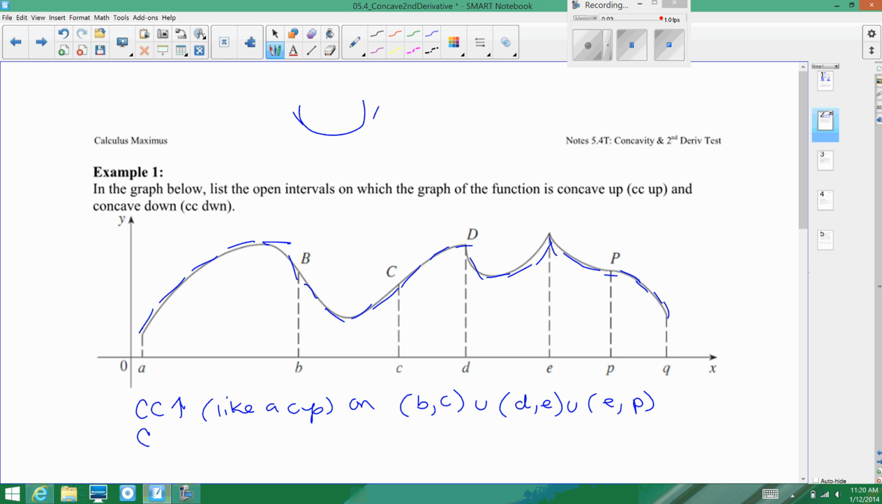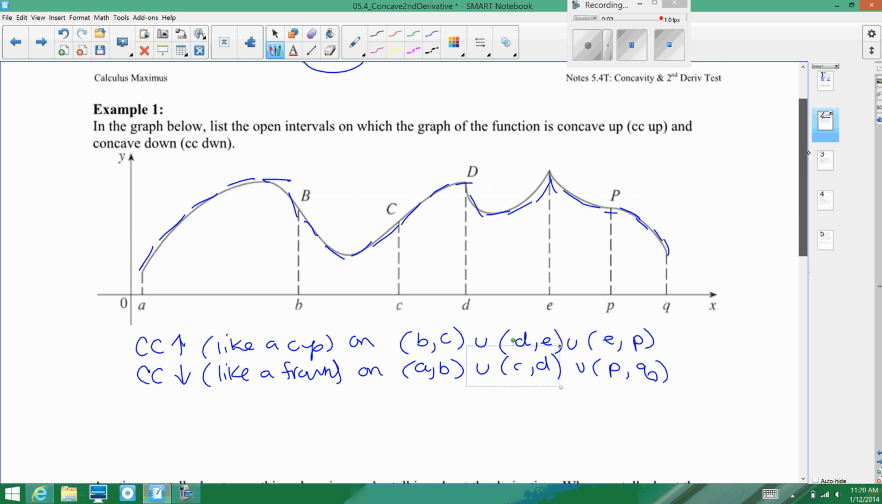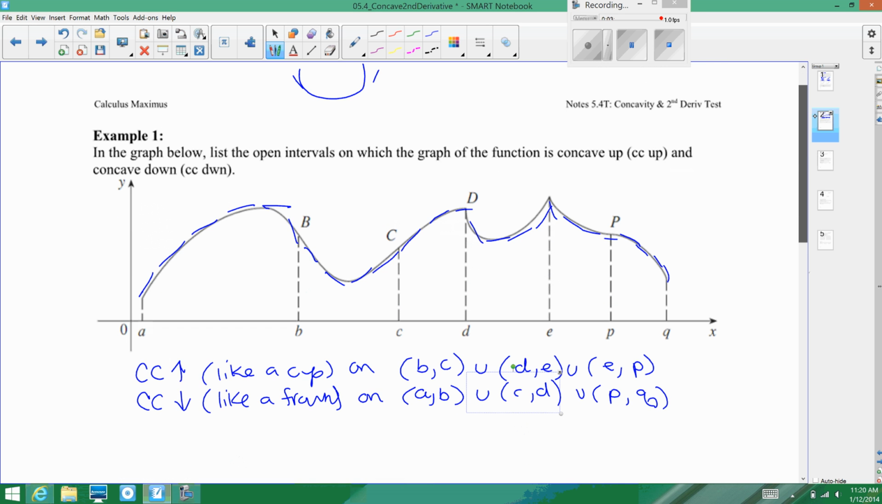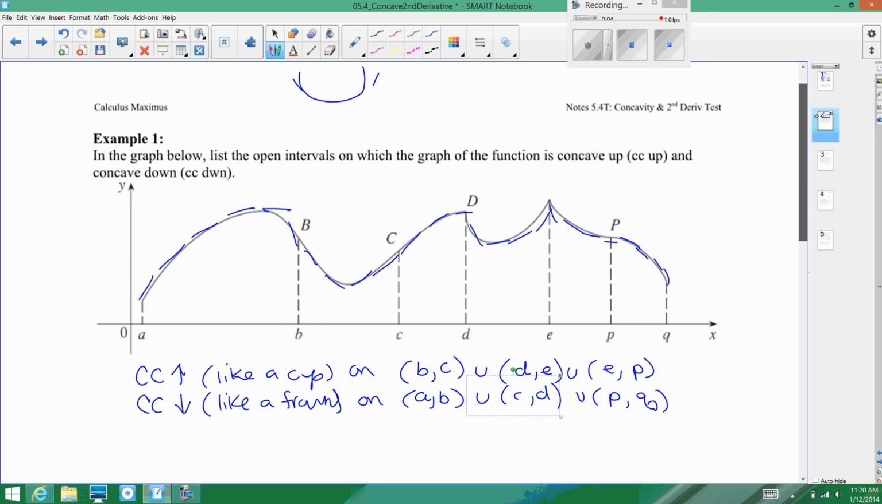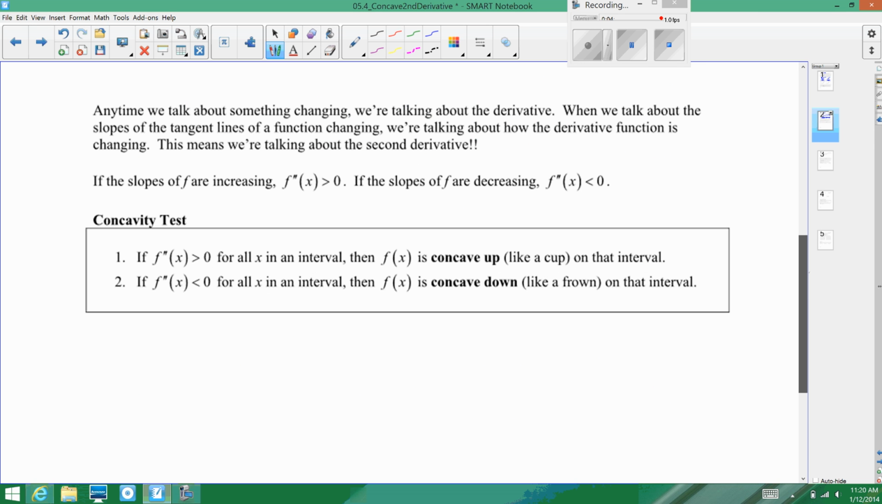That means on the other part we're going to have concave down, like a frown, on the other intervals from A to B, like a frowny face. Also C to D. And lastly, we have P to Q. We're talking about how it's changing, how the slope is changing, how the first derivative is changing. So that implies we're going to talk about the second derivative.